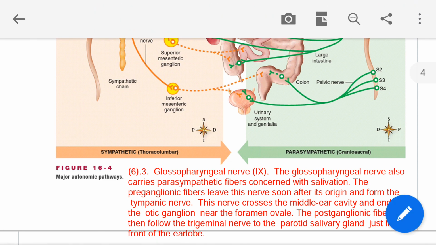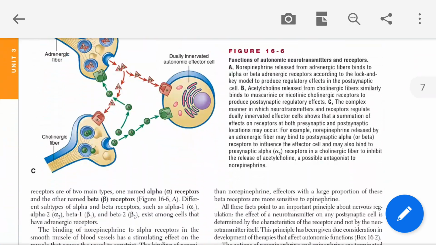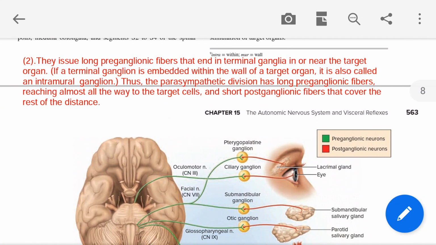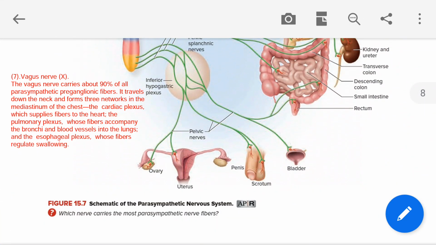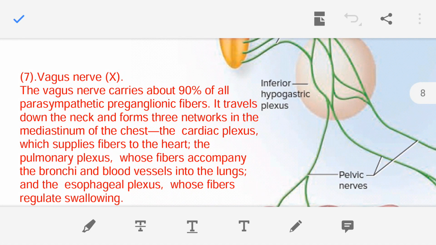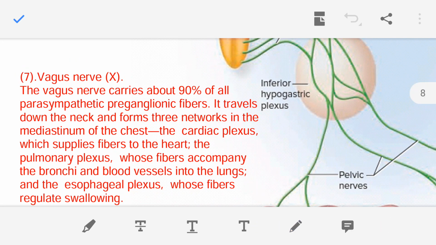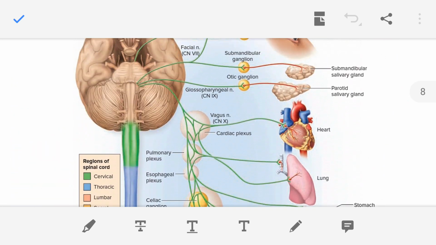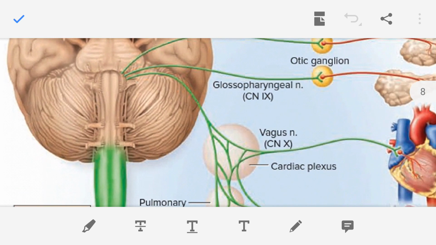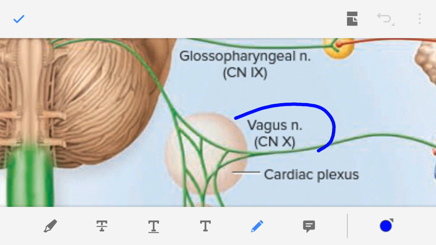Okay, now we are discussing the 7th point. In the 7th point, we are discussing the vagus nerve. First let me show you this vagus nerve. They are showing cranial nerve number 10, so this one is the vagus nerve.